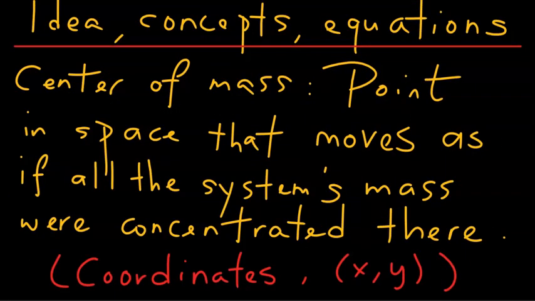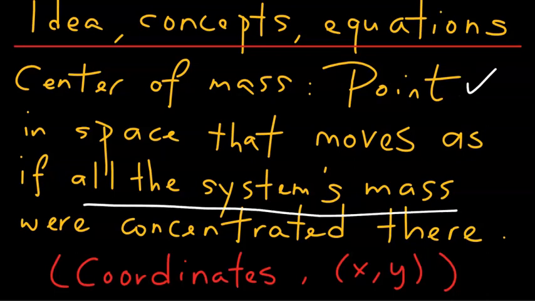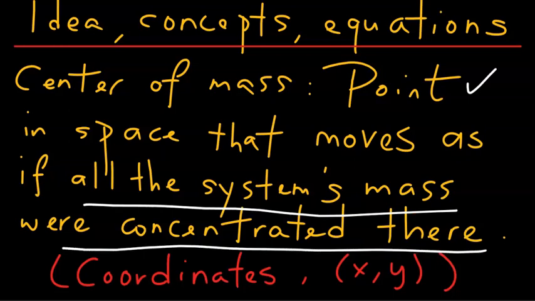The following is the physical interpretation of the center of mass of a system. It is essentially a point in space that moves as if all the system's mass were concentrated at that point. So this point can be written in the form of coordinates like this. The mathematical definition of center of mass is as follows.